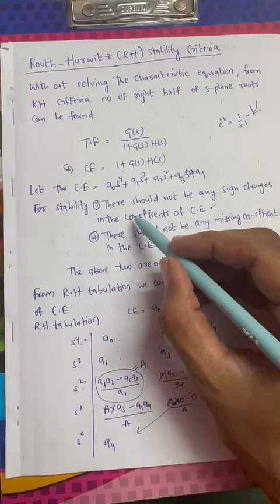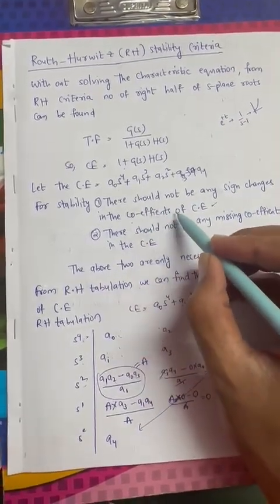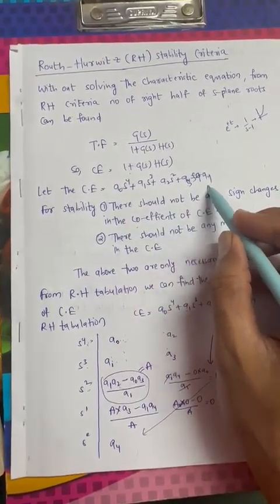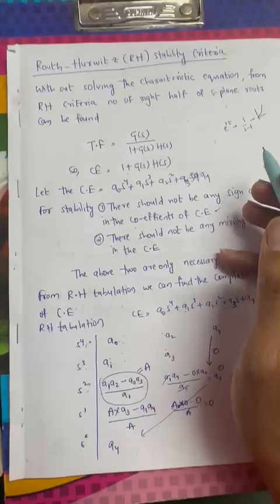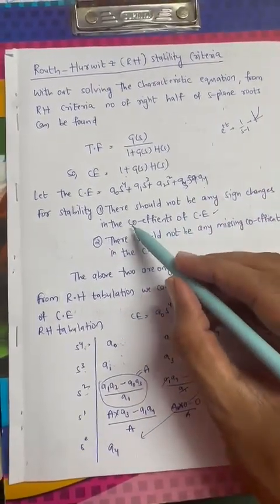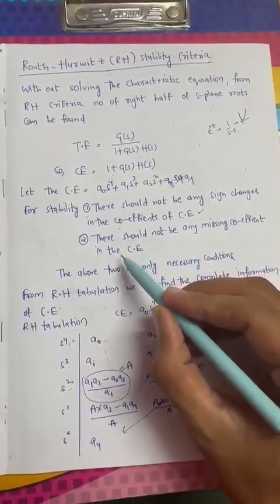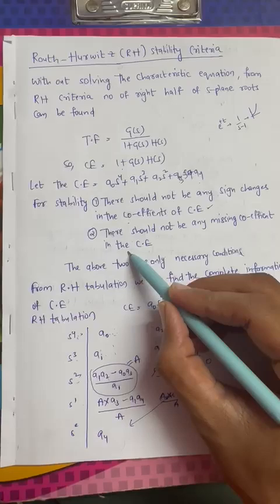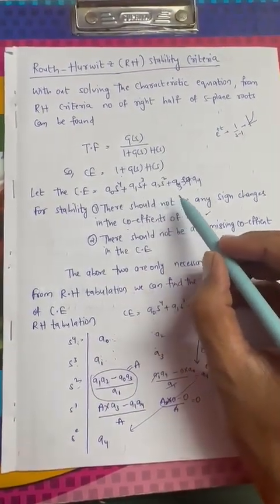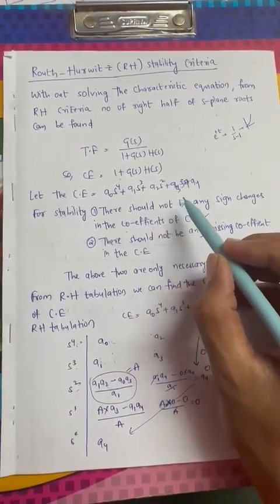So for stability of the characteristic equation, there should not be any sign changes in the coefficients of the characteristic equation. Sign changes means a0, a1, a2, a3, a4 should all be positive, or all should be negative. That is the meaning of this statement. There should not be any missing coefficient in the characteristic equation. Missing coefficient in the sense that a0, a1, a2, a3 and a4, all the coefficients should be present. None of the above coefficients should be equal to 0.